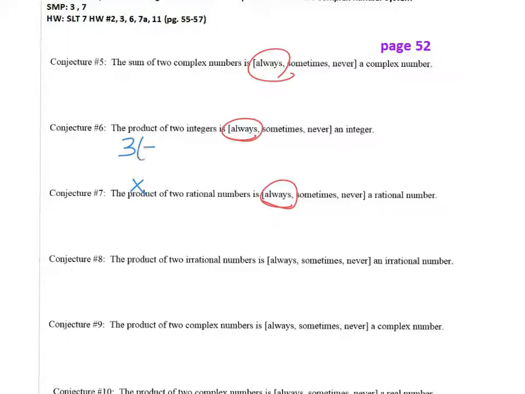That's something like 3 times -5. That's still an integer. If I do two negatives, still an integer. If I do, let's do the rationals. If I do, oh, I'm sorry, 5 was sum, not product. We'll get back to the sum in a second.